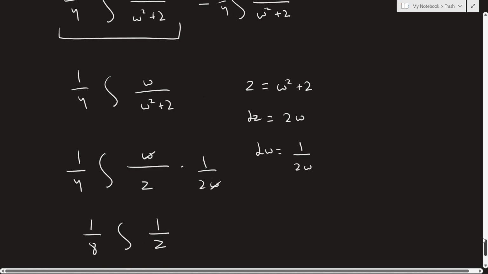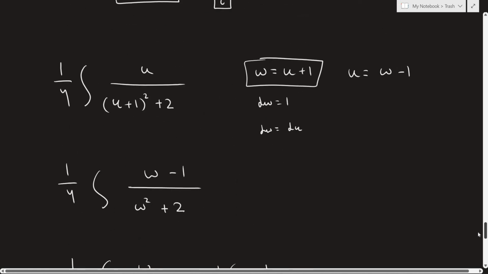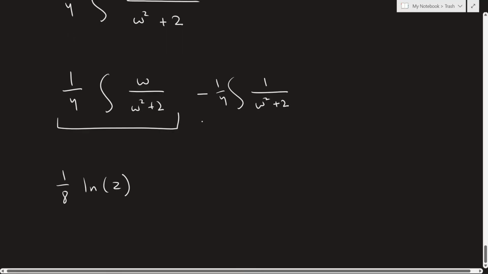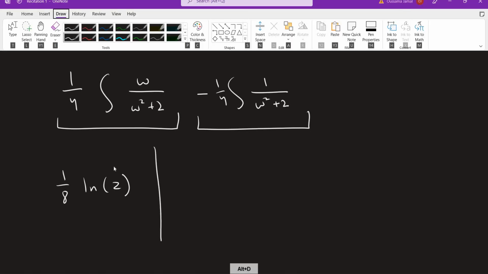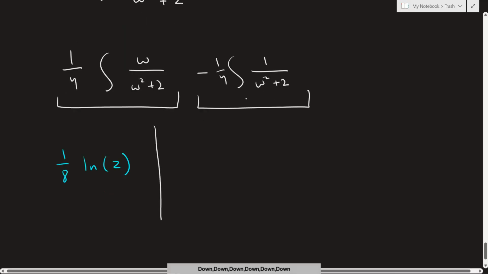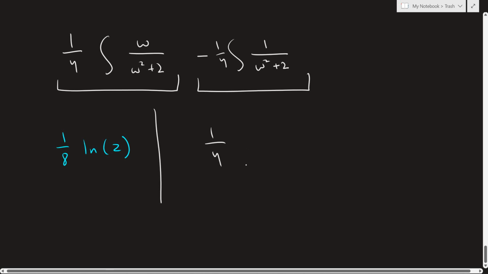Let's delete what we did here. Okay, let's do the second part now. So negative 1 over 4 integral of 1 over w squared plus 2. Let's leave this one down. Let me change its color so I don't forget it. Okay, so let's solve this. 1 over 4 integral, there's a negative, we can leave the negative to the end, and 1 over w squared plus 2.